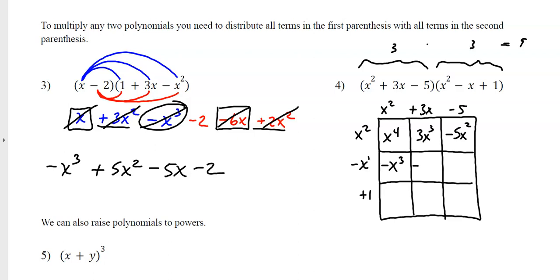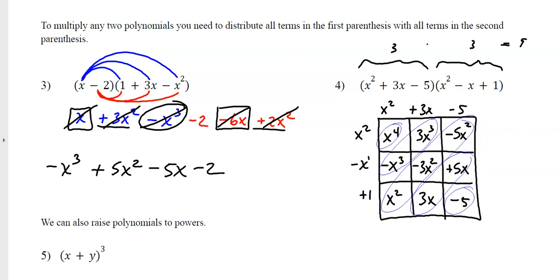This would be negative 3x squared. This would be a positive 5x. On the bottom, I have 1x squared, I have positive 3x, and I have a negative 5. And now what usually happens, not always, but 9 times out of 10, you can look at the diagonals and combine like terms going down the diagonals, as long as they're both in descending order and they're not missing any terms.